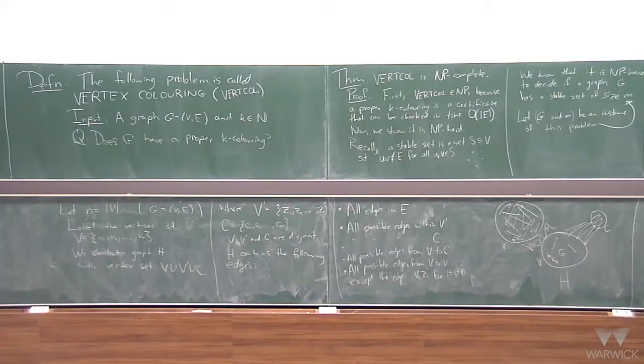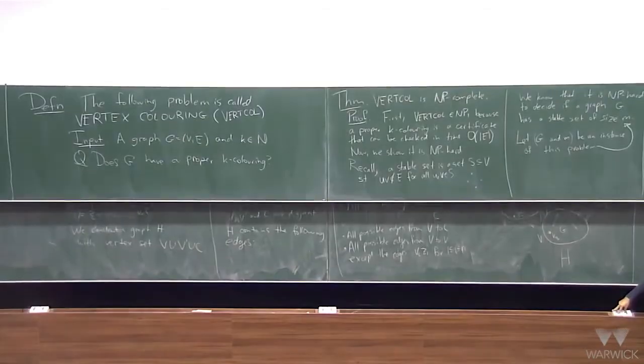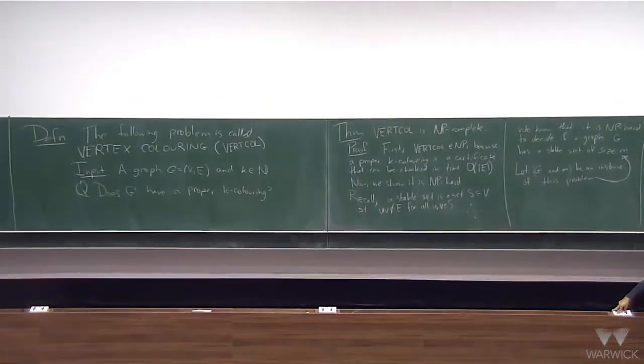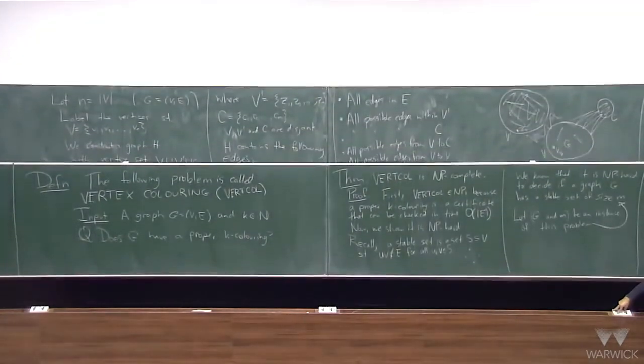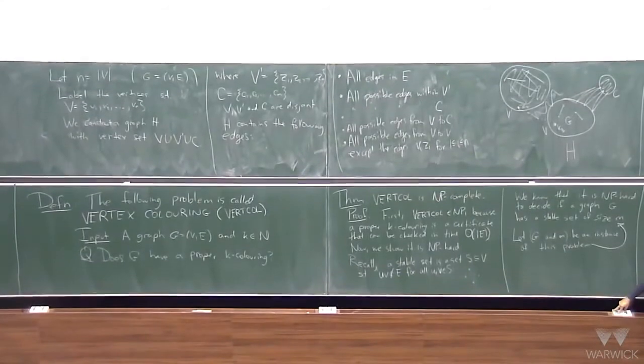So if you're given the graph G, you could easily just put down n extra vertices, put all the edges. That takes polynomial time. Put down m vertices here. Join these edges. I mean, this reduction took polynomial time, right? And so now the last thing we need to do is prove that we've successfully transformed the stable set problem into a vertex coloring problem.